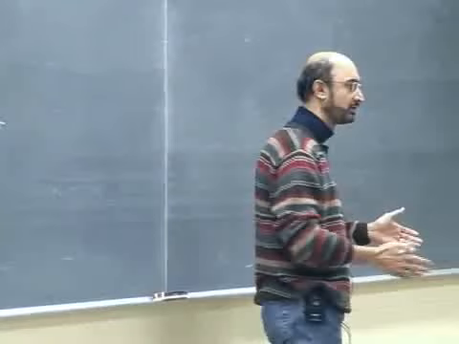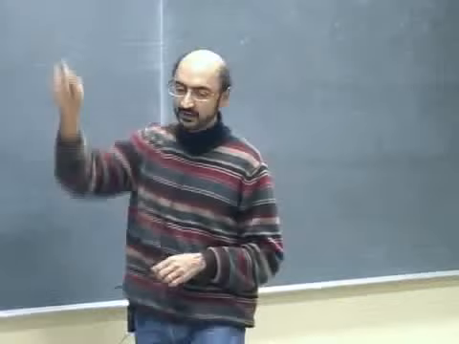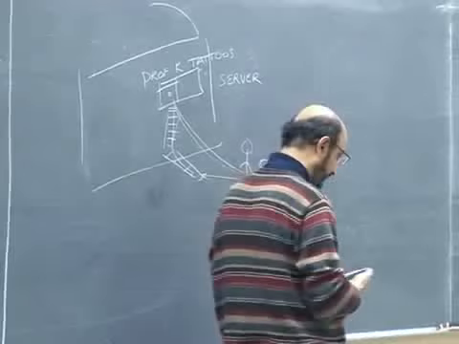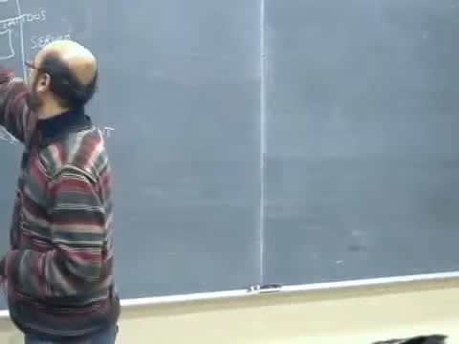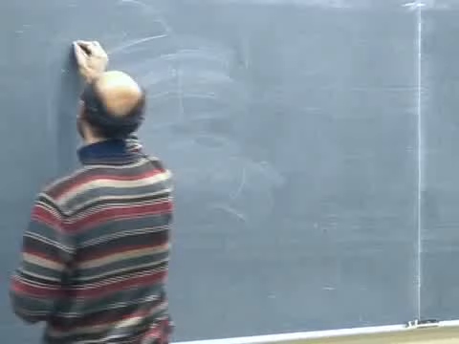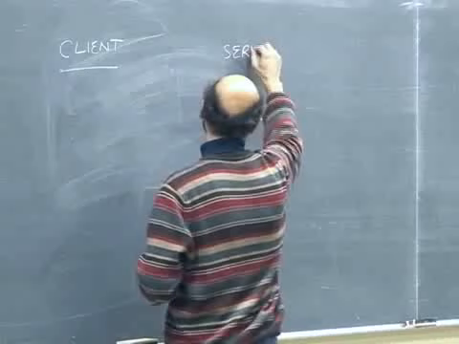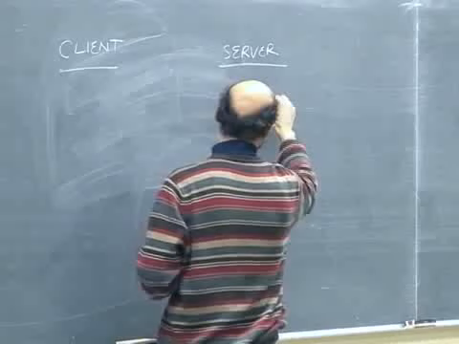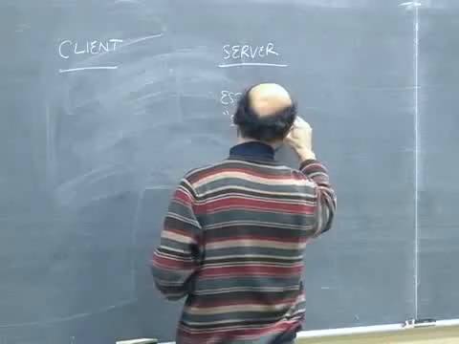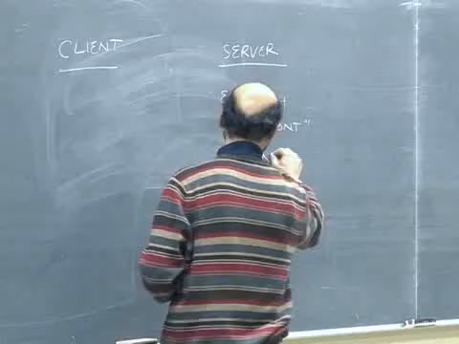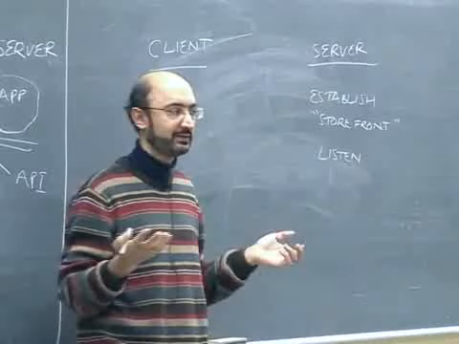Okay, so the way we're going to do this is that the server is going to essentially establish a storefront, if you will, and then the client is going to, so let me draw the semantic things that are going on. So we can draw the client side and the server side like this. So the server is going to establish a storefront. And then it's going to go and listen, right? And the listen is going to be essentially forever. You're going to sit there and just listen and listen and listen until somebody comes, a customer.